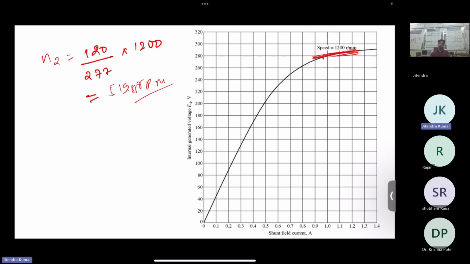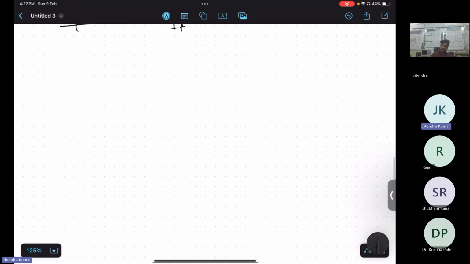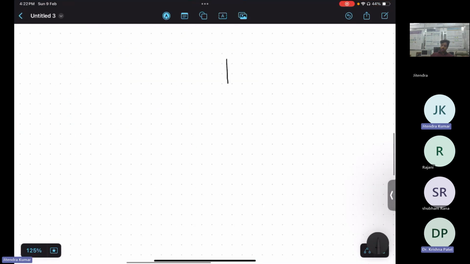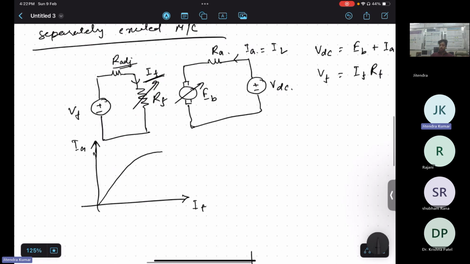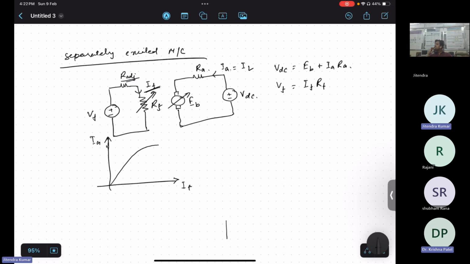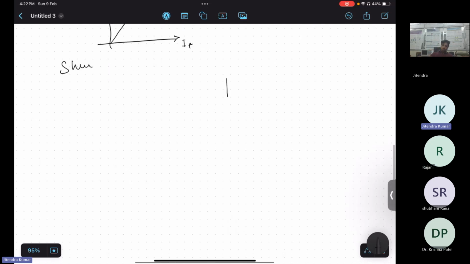Correspondingly, this speed varies with your field or adjusted resistance. So that's how it depends, right? So that is the problem based on the separately excited machine. Now for the series motor, what happened? Any doubt regarding the separately excited machine or that problem? No, sir. Okay, great.